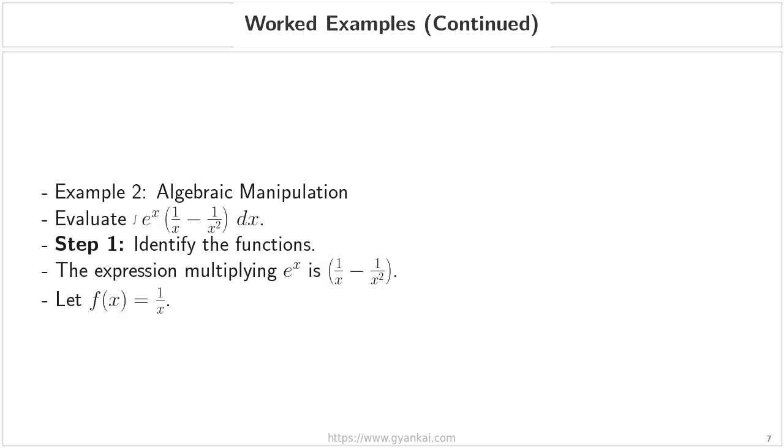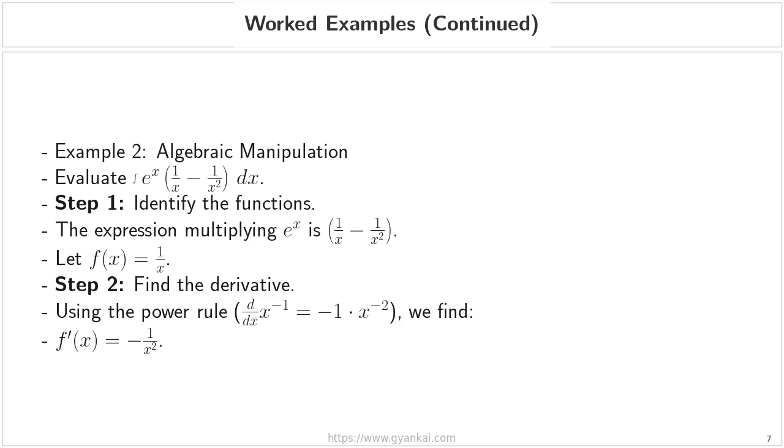Step 1. Identify the functions. The expression that's being multiplied by e to the power of x is 1 over x minus 1 over x squared. Now, we need to strategically choose what we'll call our function, f of x. Let's choose f of x to be 1 over x.